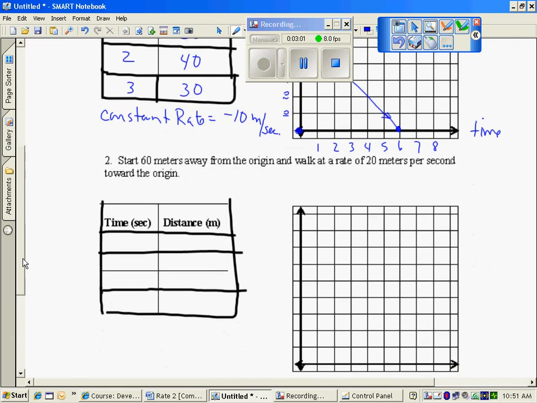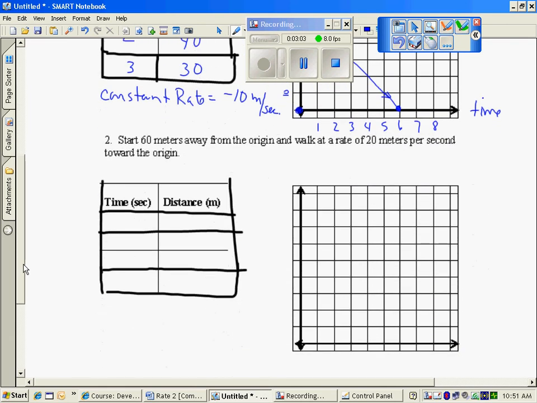Let's try another situation. Again, I'm going to start 60 meters away from the origin. So the y-axis is my distance. The x-axis is my time. Time is my independent. We'll be labeling these every second. And we'll scale our y-axis again by 10. So this is 10 meters, 20 meters, and so forth. And once again, I start 60 meters away. And now my rate is 20 meters per second toward the origin.